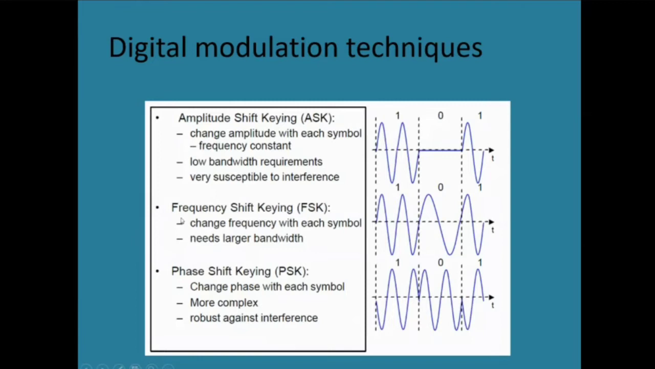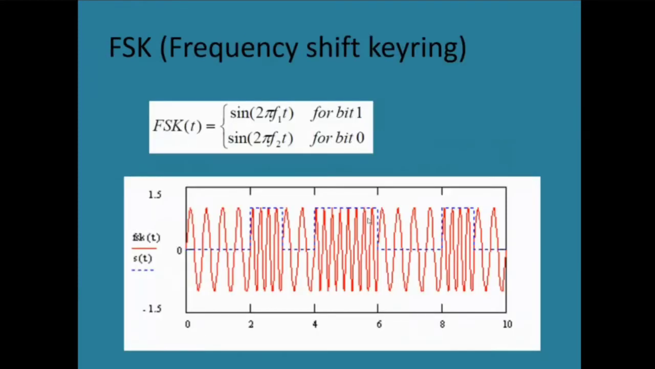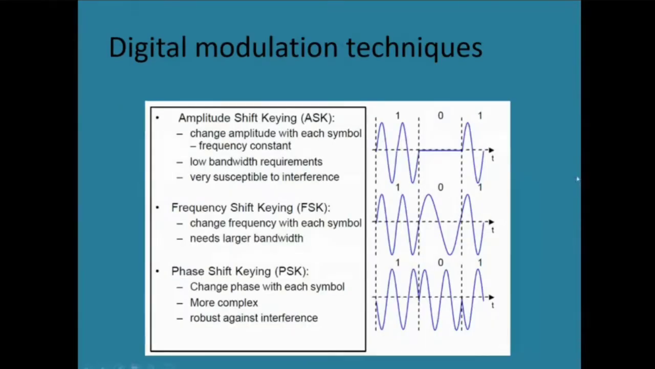Next, among the digital modulation techniques is frequency shift keying. Here the frequency changes with respect to different binary bits. Two different carrier frequencies are used, carrier 1 and carrier 2. It allows one carrier during transmission of binary 1, and another carrier for binary 0. So here the frequency changes with each symbol, and it requires larger bandwidth. These all come under memoryless modulation techniques, which don't have any memory, and come under passband transmission techniques.